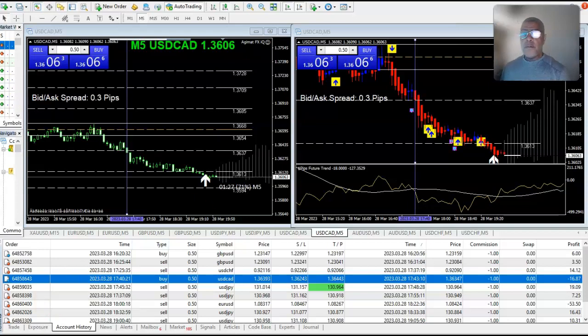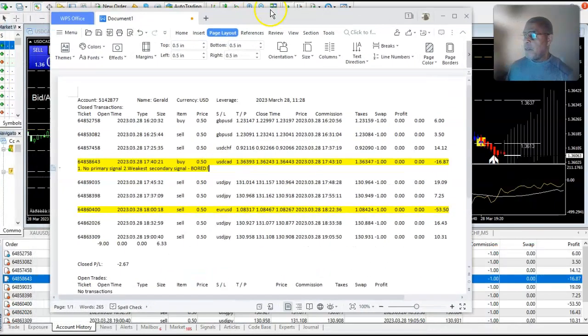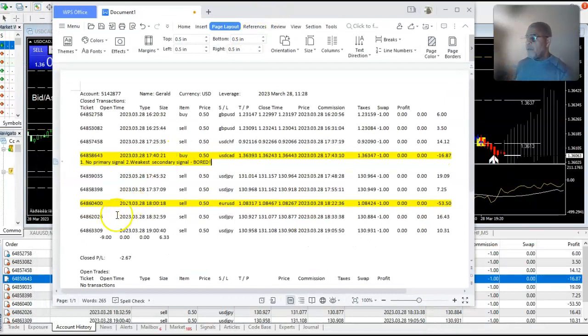Second one, let me put it over here. Here we go. The second one, this was my big loser right here. This was US CAD. This was at 10 o'clock, right around 10, right? And, I'm sorry, Euro US. And a big whopping 53 bucks on this one. Let me go ahead and set up the chart so I can show you what I did wrong.